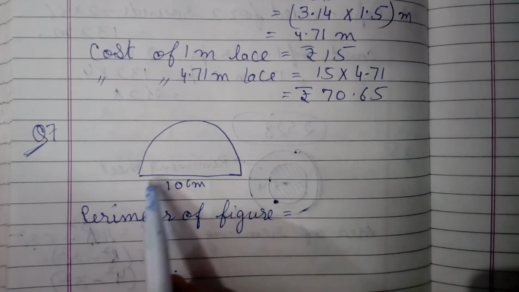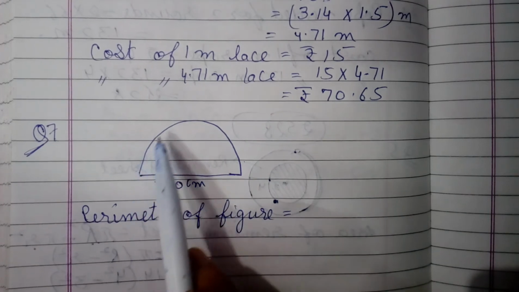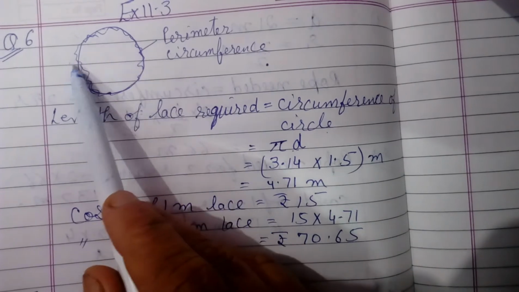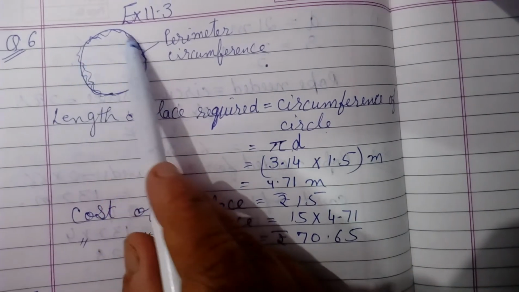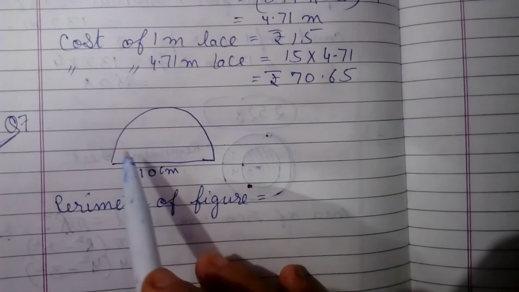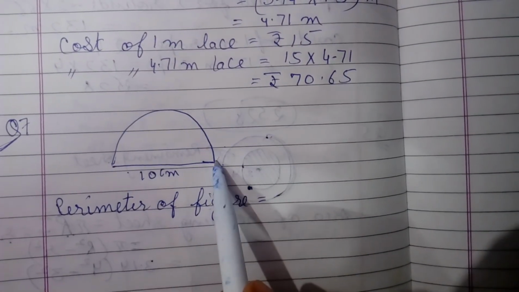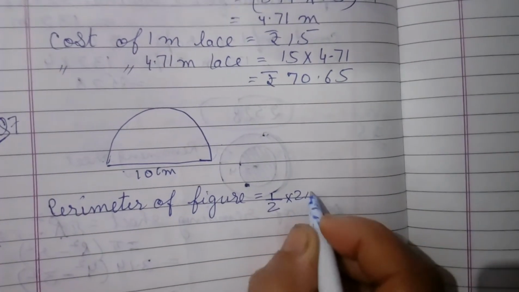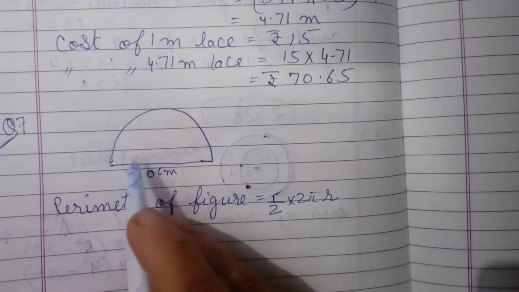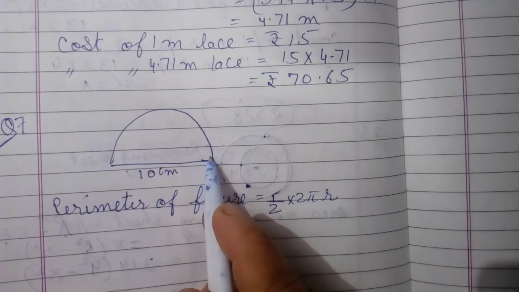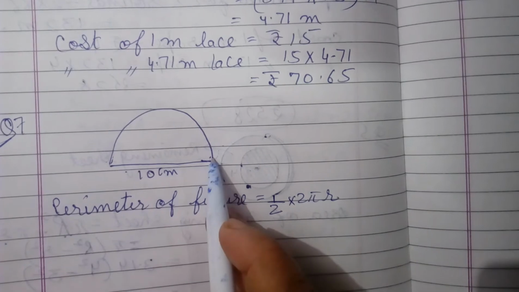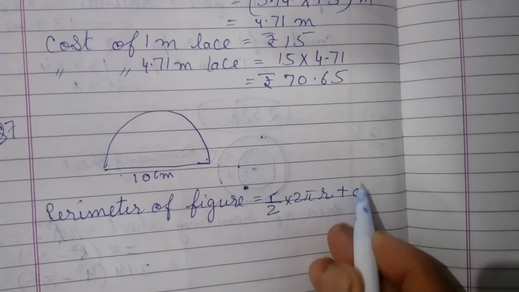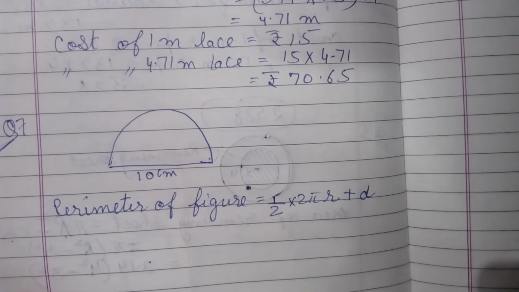Now see students, this is 10 centimeter, that is the diameter. This is a circle, and a semicircle means only this much, the half portion. So this portion means half of the circumference, that is half into 2 pi r. This is the perimeter of the semicircle, plus we have to add this also, that is 10 centimeter, that is d. This diameter of the circle we also have to add.